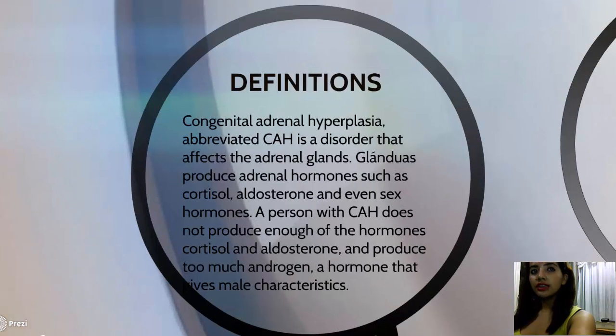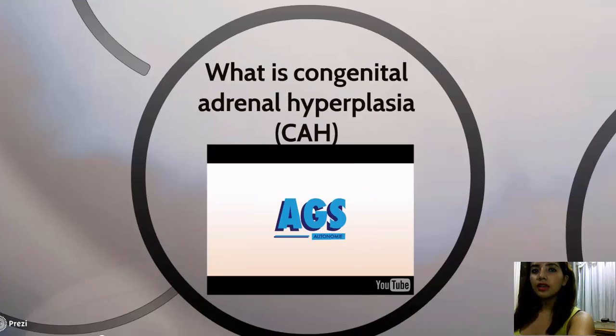Definition: congenital adrenal hyperplasia, abbreviated CAH, is a disorder that affects the adrenal glands. These glands produce adrenal hormones such as cortisol, aldosterone, and even sex hormones. A person with CAH does not produce enough of the hormones cortisol and aldosterone, and produces too much androgen, a hormone that gives male characteristics. This is a video about what congenital adrenal hyperplasia is.